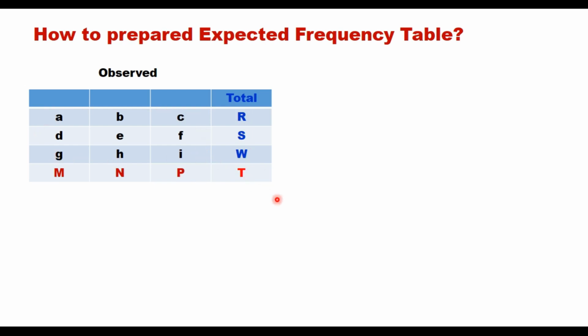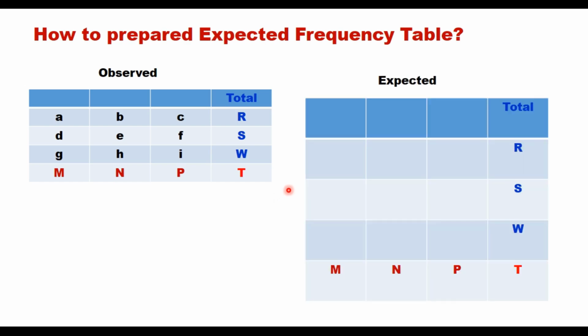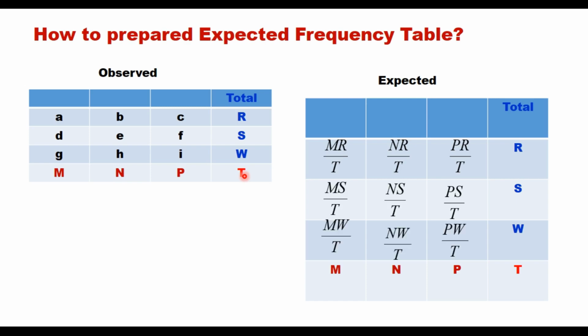So this expected frequency can be calculated like this: the value in this cell of A will be this. A is governed by M and R. So M into R upon T, that is the expected frequency for this. Similarly for this, N into R upon T, and this is P into R upon T. The next row will be M into S upon T, N S upon T, P S upon T, and so on. So that is how you can calculate expected frequencies.